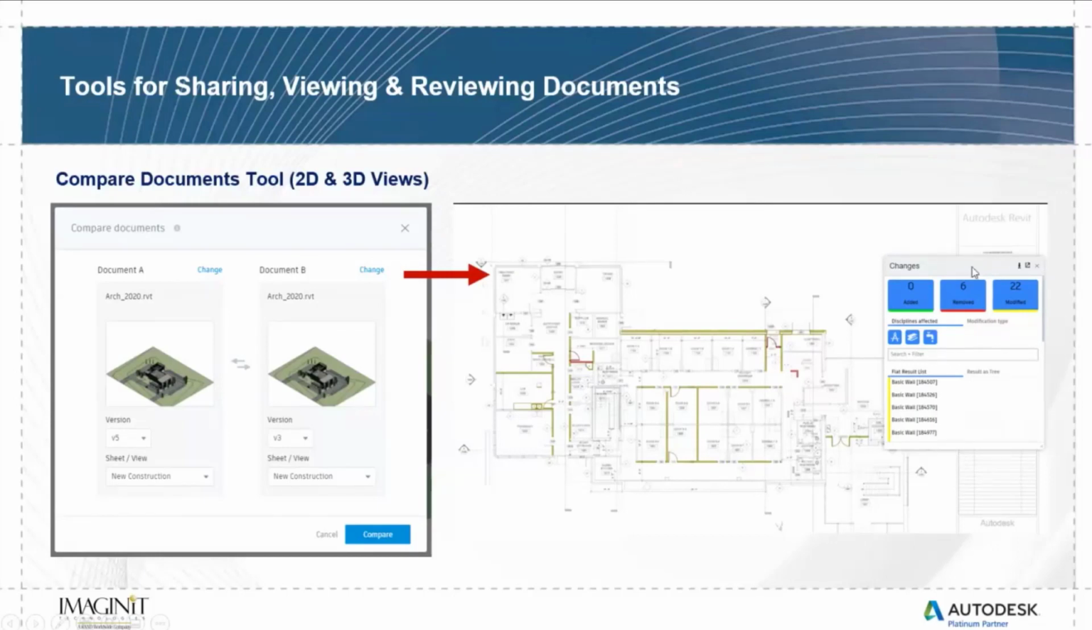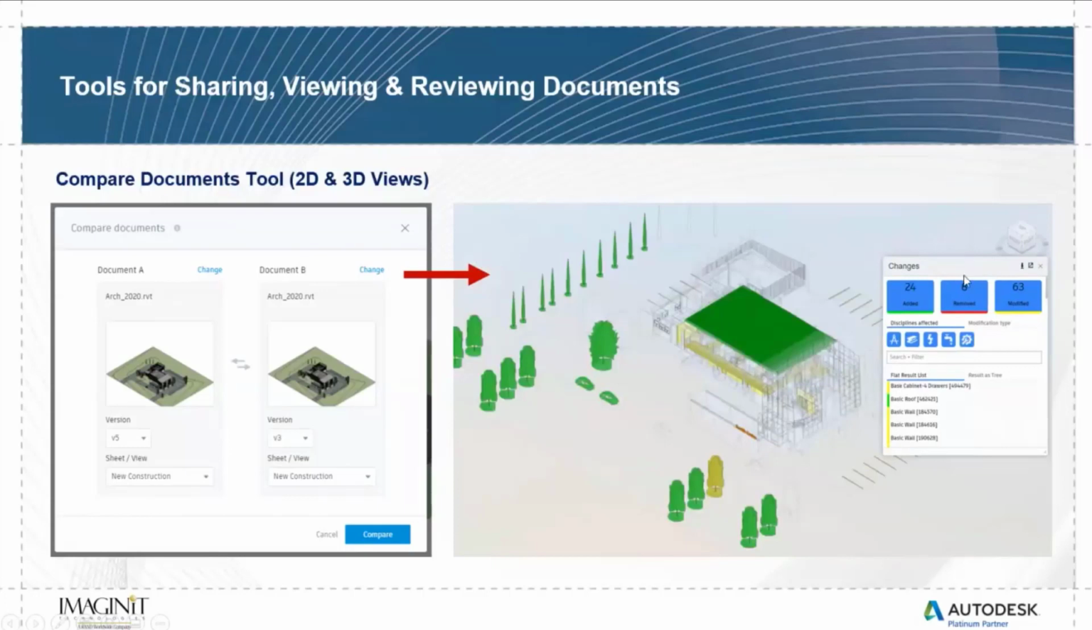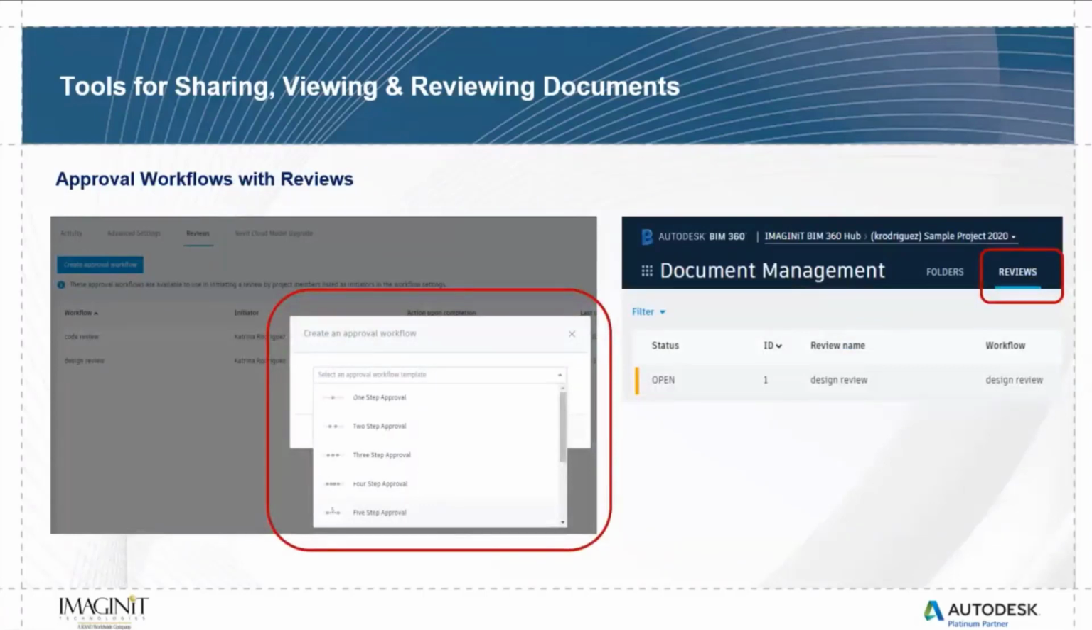And for 3D views as well, it will color-code it by elements added, removed, or modified, and we can pick from the tree here down at the bottom, and it will highlight where that object is, and we can see what changes were made. Okay, so we'll see this on BIM 360 as well in just a minute. We also have a reviews tool.